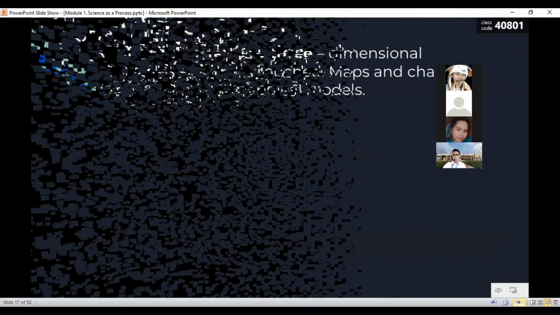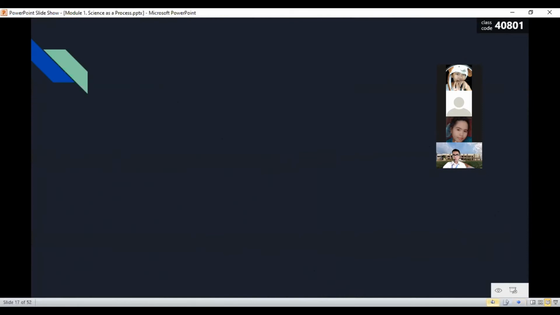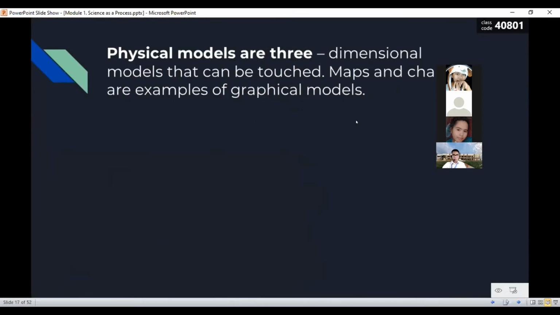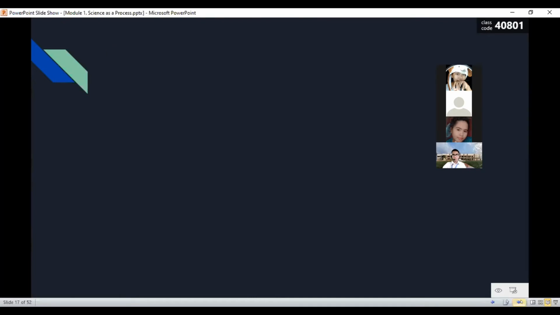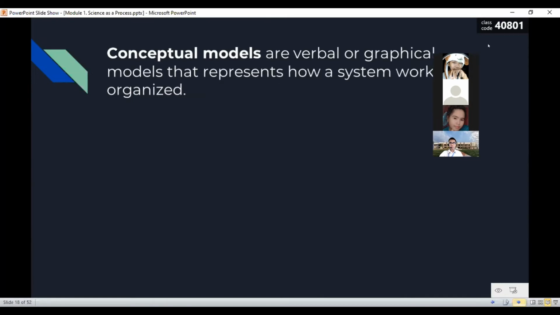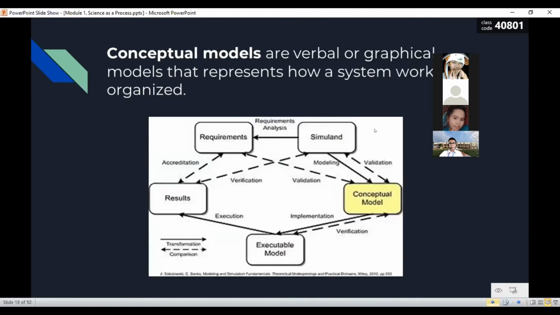Okay, physical models are three-dimensional models that can be touched. Maps and charts are examples of graphical models. Conceptual models are verbal or graphical models that represent how a system works or is organized. Mathematical models are mathematical equations that represent the way a system or process works. Examples: equations and graphs are the most common types of mathematical model.